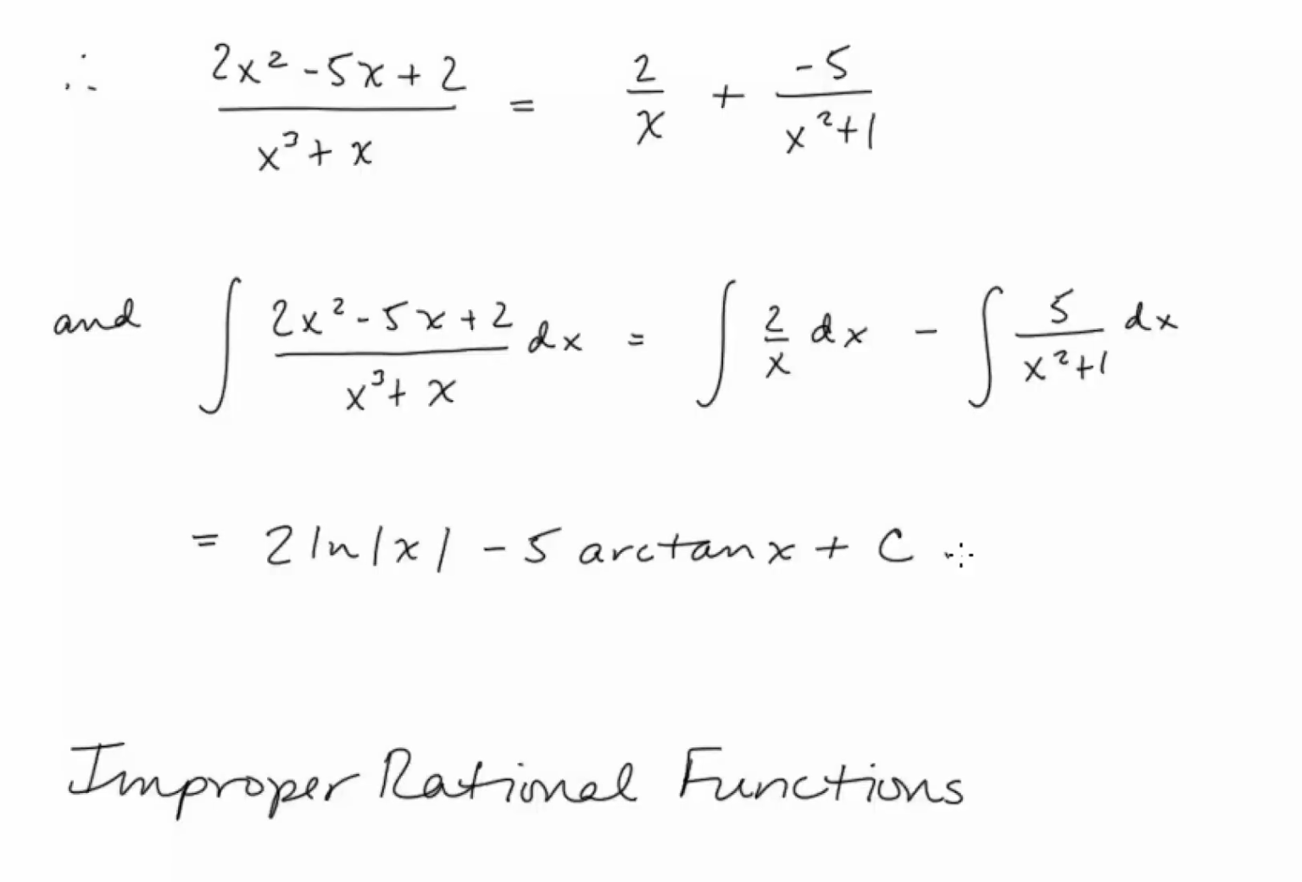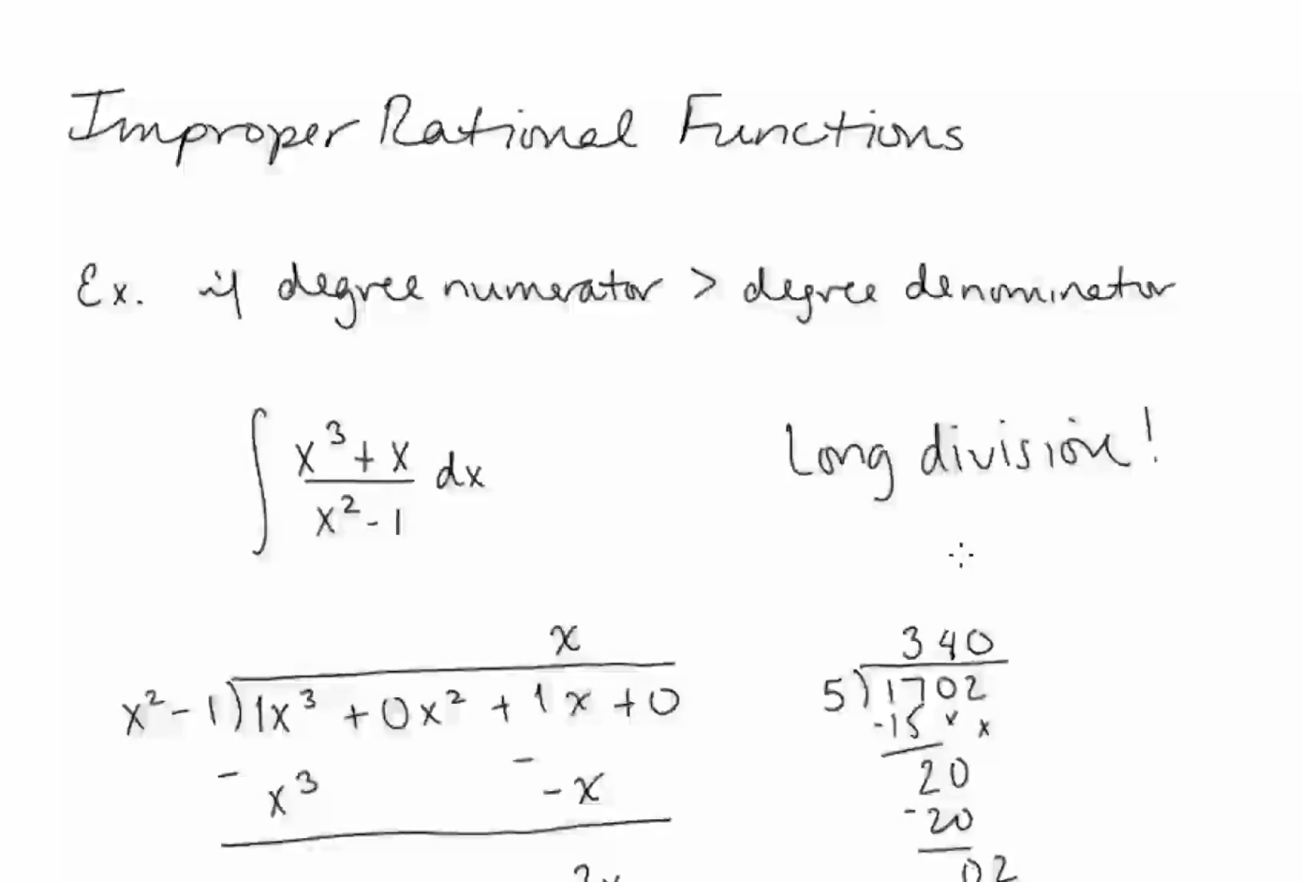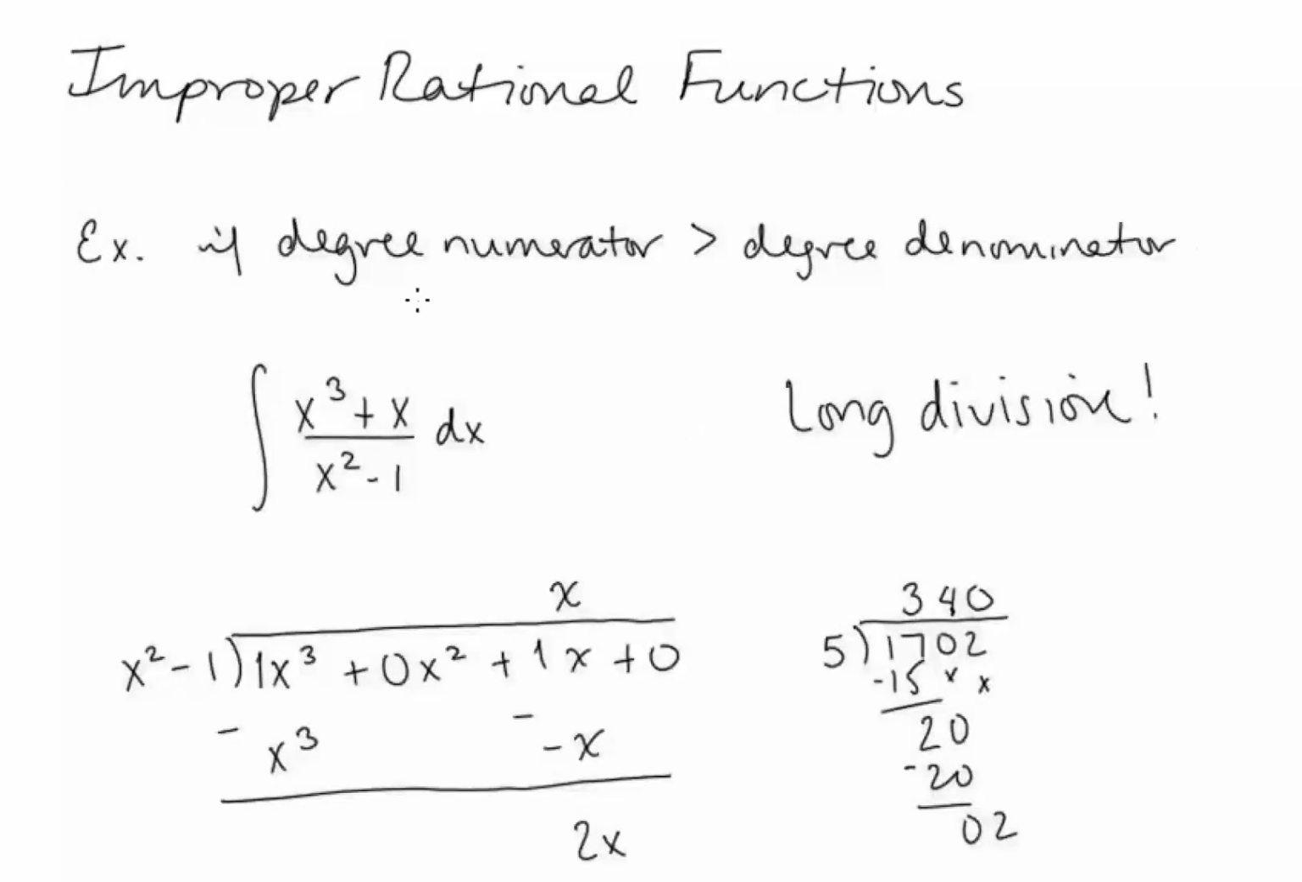Now we've been looking at proper rational functions so far. Those are rational functions where the degree of the numerator is less than the degree of the denominator. Well, what happens if we have improper rational functions? For example, if the degree of the numerator is greater than the degree of the denominator, we need to divide out using long division. So just as a reminder, let's take a look at long division with numbers, and then we'll do it for this rational function.